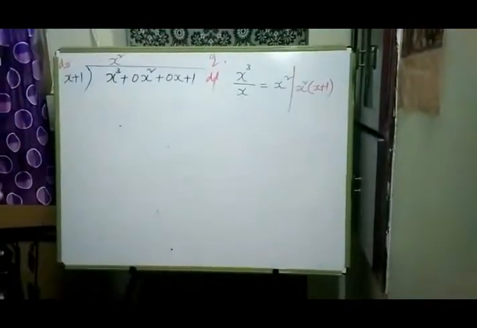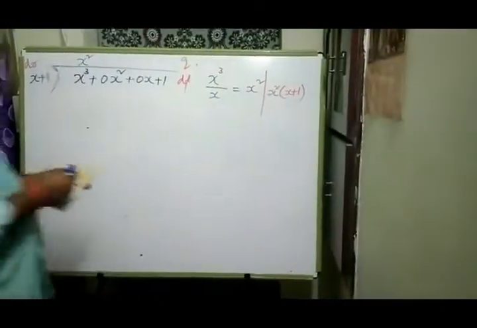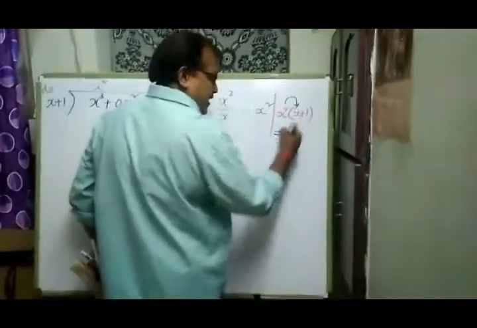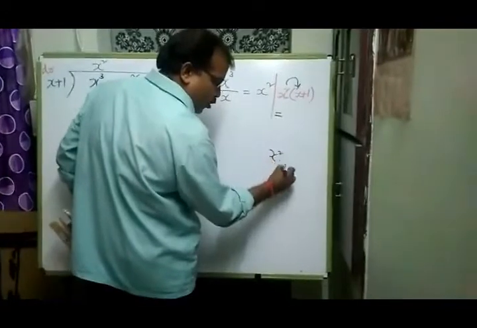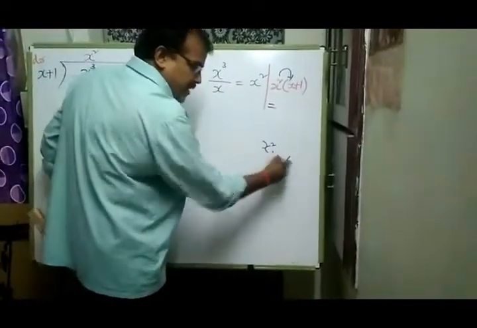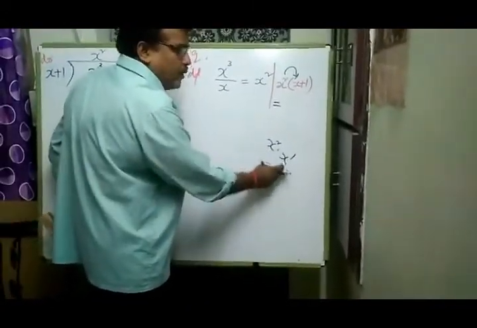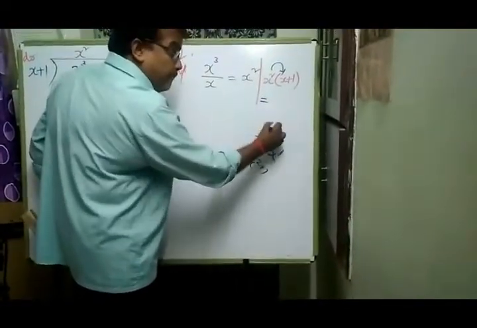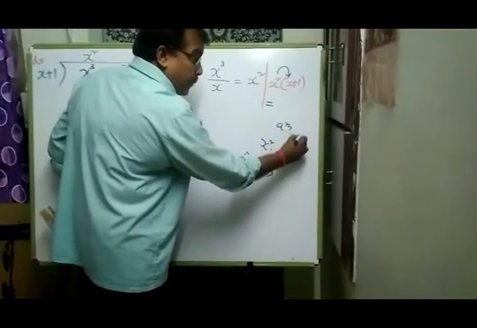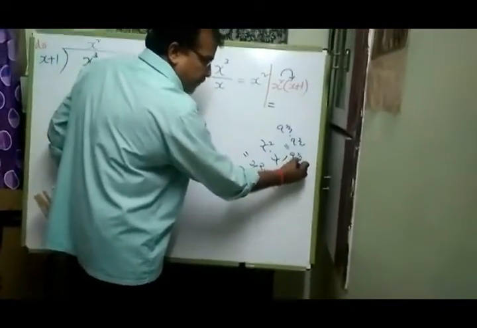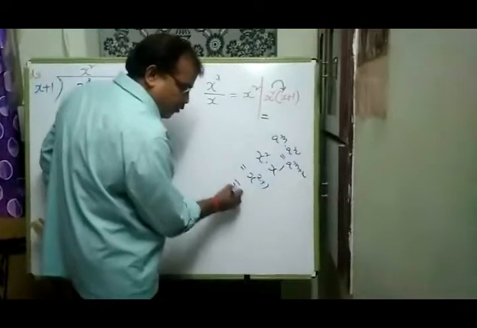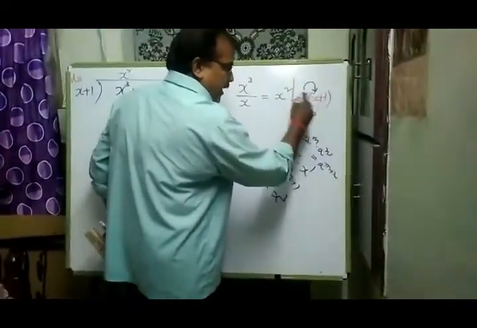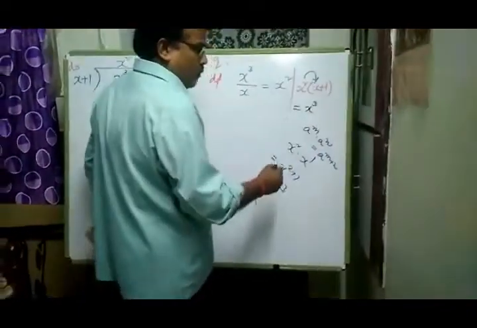The partial quotient into divisor. So what is the partial quotient into divisor? Multiply x square into x is nothing but x square into x to the power of 1, which is x to the power of 2 plus 1. a to the power of m into a to the power of n is a to the power of m plus n, like x to the power of 2 plus 1, that is x cube. Here I can write x cube. x square into x is nothing but x cube.